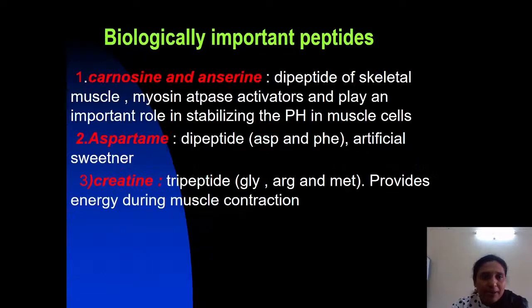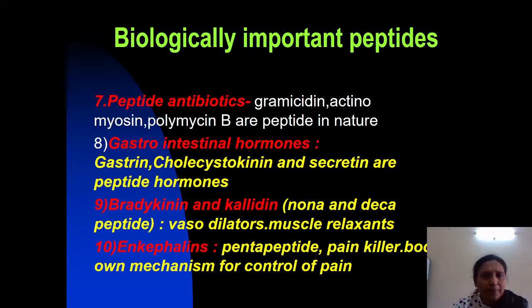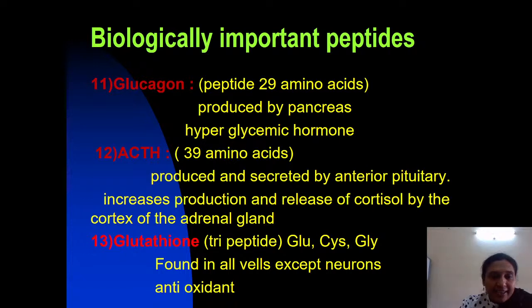Okay, biologically important peptides. Name the biologically important peptides: carnosine, anserine, aspartame, creatine, TRH, that is thyrotropin releasing hormone, oxytocin, ADH, that is vasopressin, angiotensin 1 and 2, peptide antibiotics, GIT hormones, that is gastrin, cholecystokinin, secretin, etc., bradykinin and kallidin, enkephalins, glucagon, insulin, ACTH, glutathione. All these are biologically important peptides.